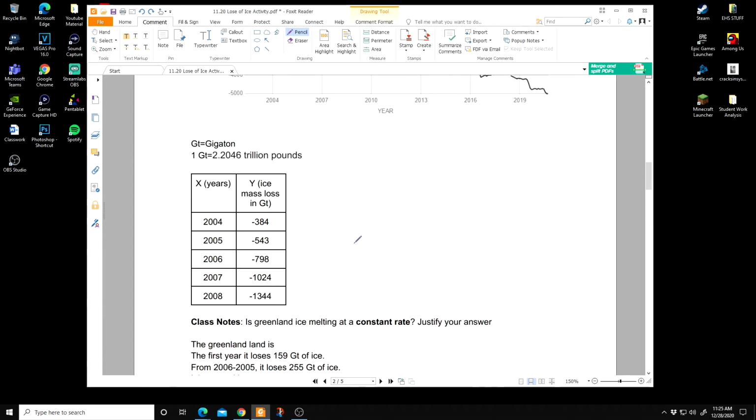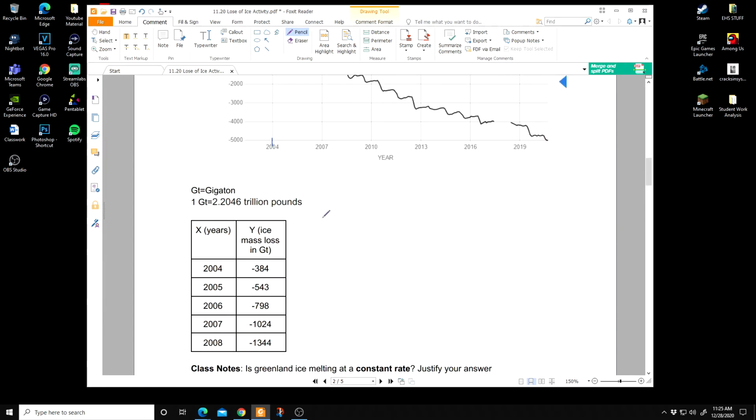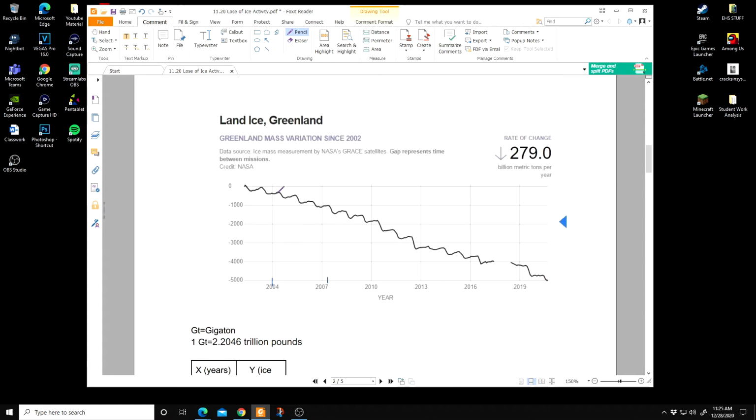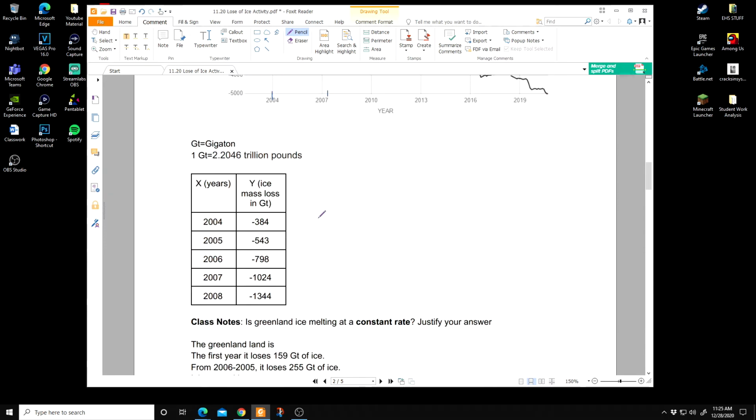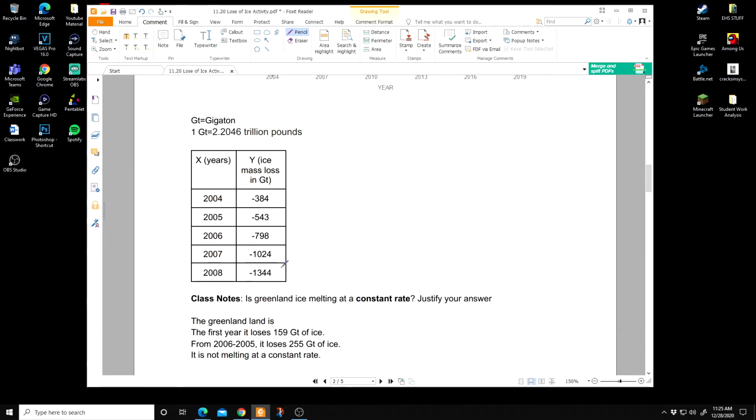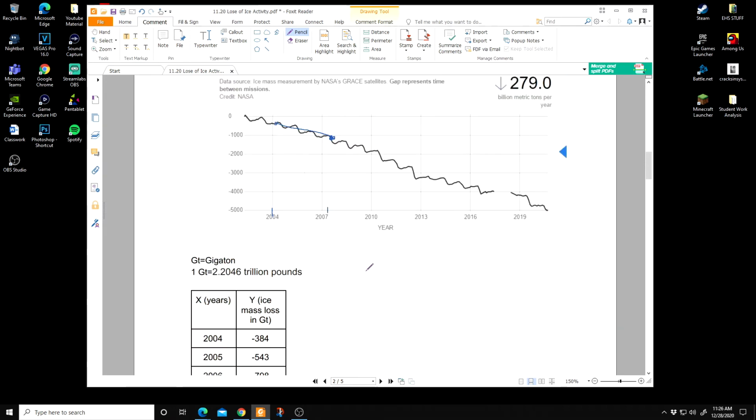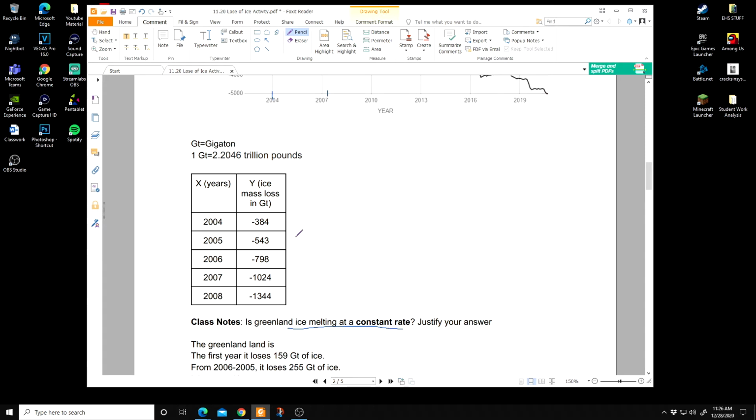And this is the data from 2004. So starting in 2004 all the way to 2008, we're taking this data here and we're going to try to make some predictions into the future, right? Always trying to make predictions. And notice this is how much it's going down by. Now, is the Greenland ice melting at a constant rate? Well, graphically, you can already tell it doesn't. How do you figure this out? Well, they're both negative numbers.